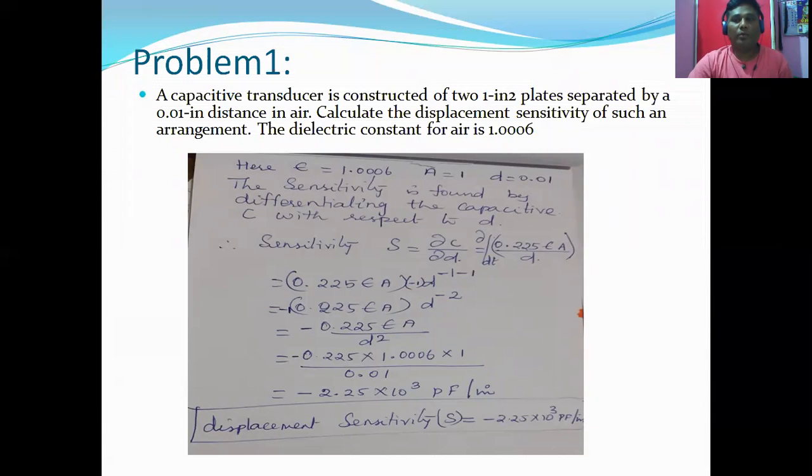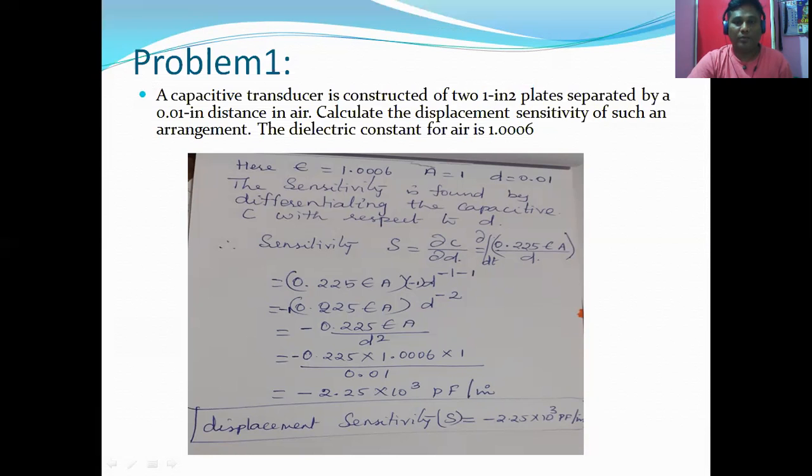I give one problem related to capacitive transducers. Here the problem is a capacitive transducer constructed of two 1-inch plates separated by a 0.01 distance in air. Calculate the displacement sensitivity of such an arrangement. The dielectric constant for air is 1.0006. Here it is the problem.